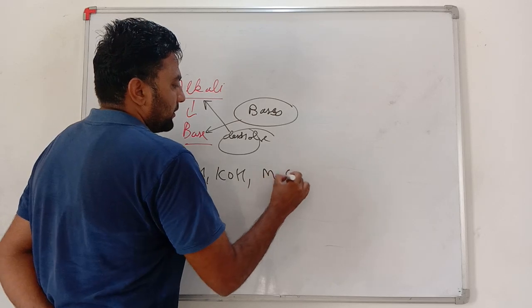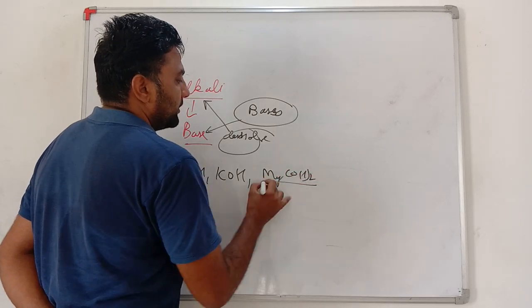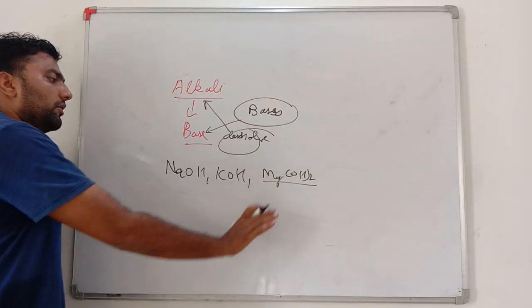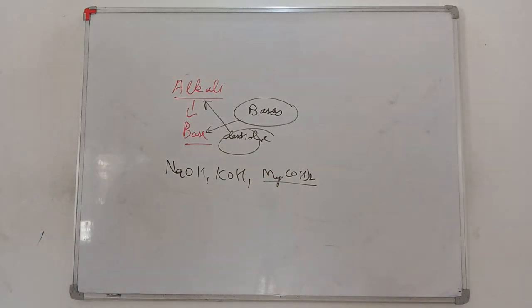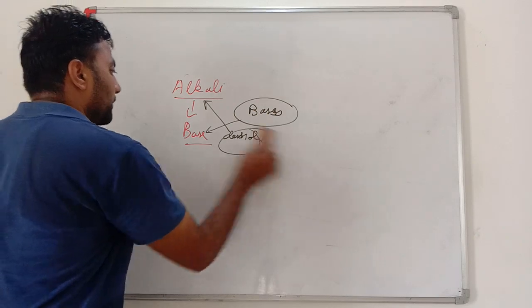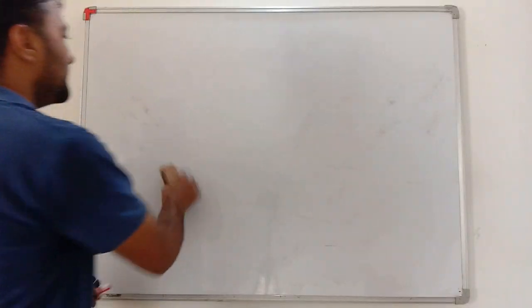magnesium hydroxide. Magnesium hydroxide is also known as milk of magnesia. We will see, don't worry. Now we will see what do all the bases have in common.